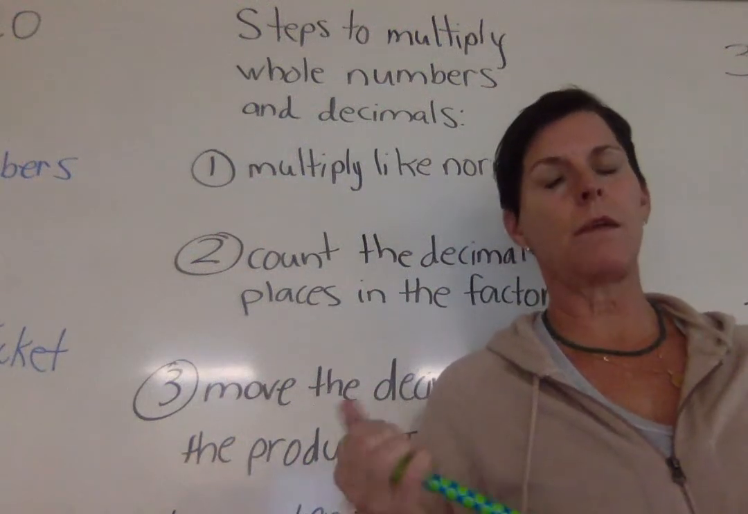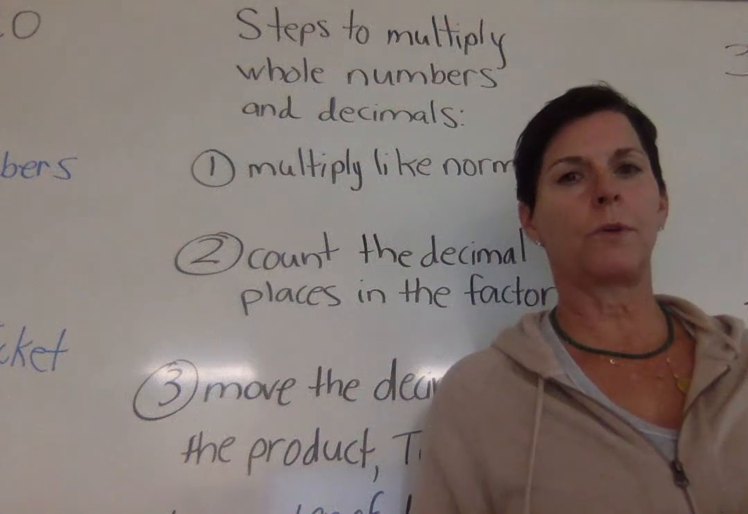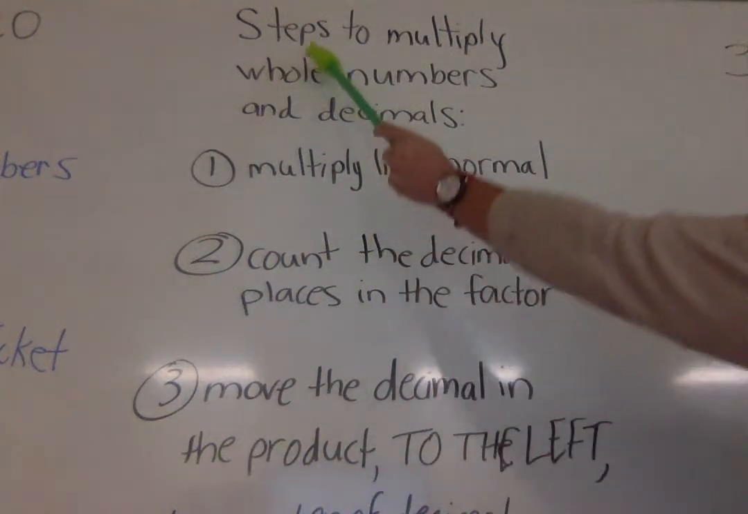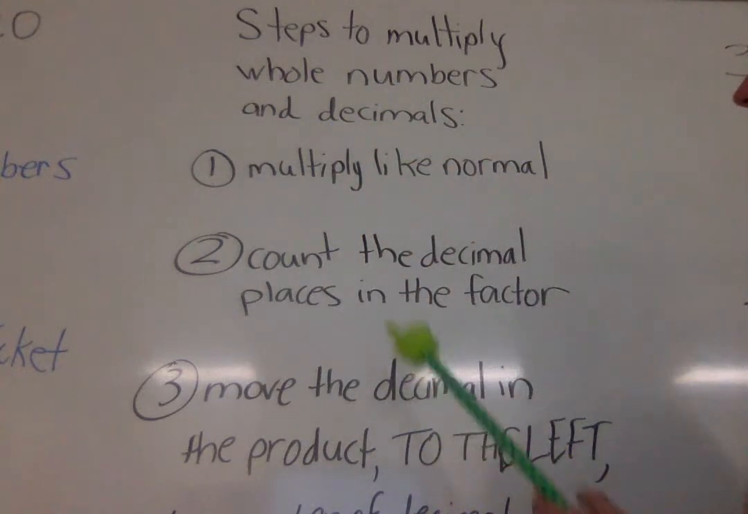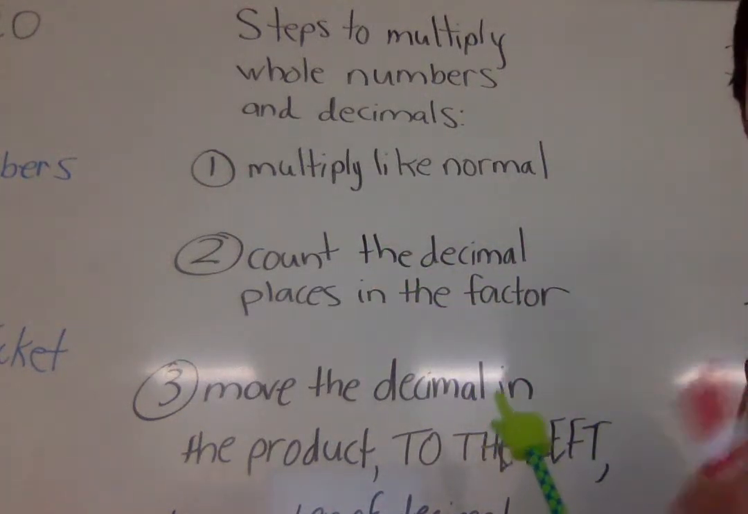Hi, today we're going to practice multiplying whole numbers and decimals. So right here I have the steps to multiply whole numbers and decimals. Step number 1, multiply like normal. You just multiply. You don't worry about the decimals at first.